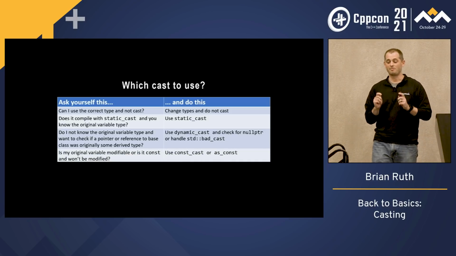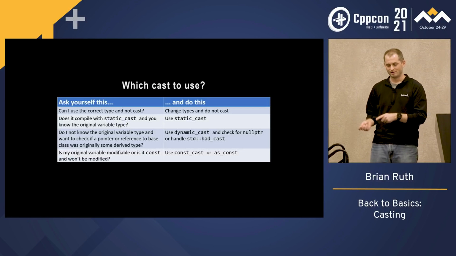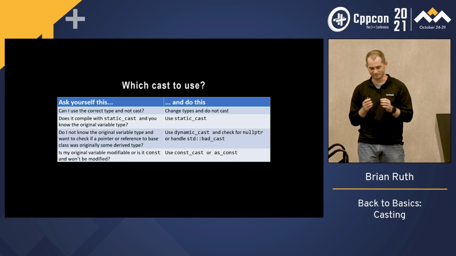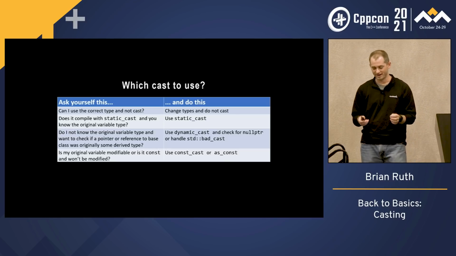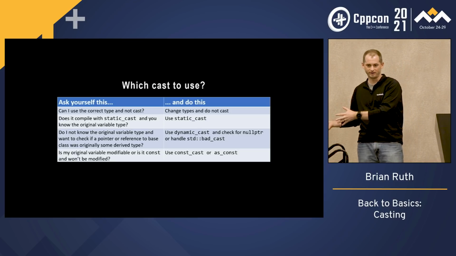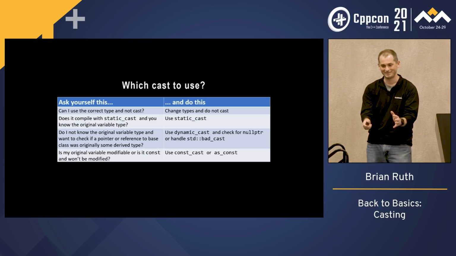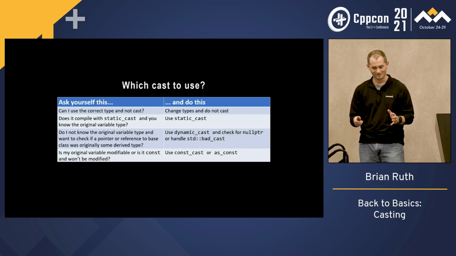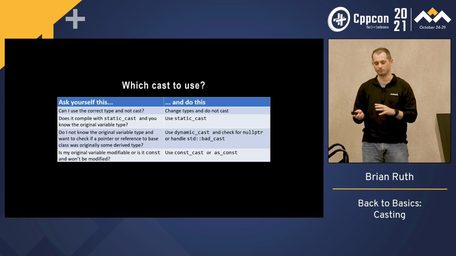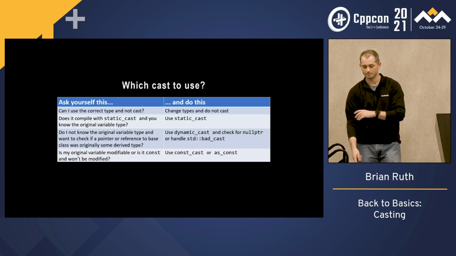Is my original variable modifiable, or is it const and won't be modified? Use const_cast then and only then. The most valid way I can think to use const_cast now is if you're dealing with a C API, the C API is not const correct, and you know for a fact that that underlying C API is not going to modify your variable. So be very, very sure when you're using const_cast. And then for adding const, you can just use as_const.